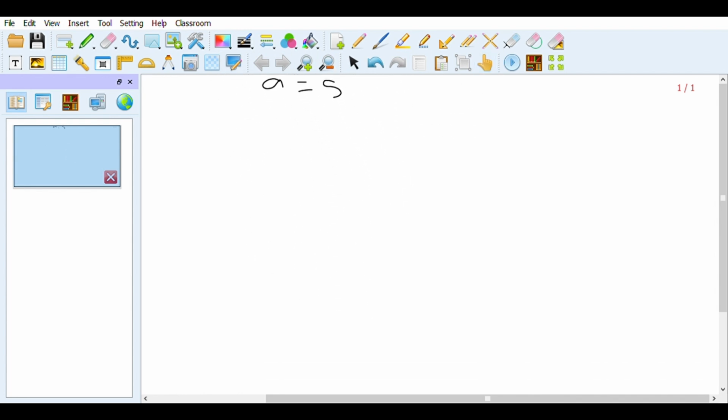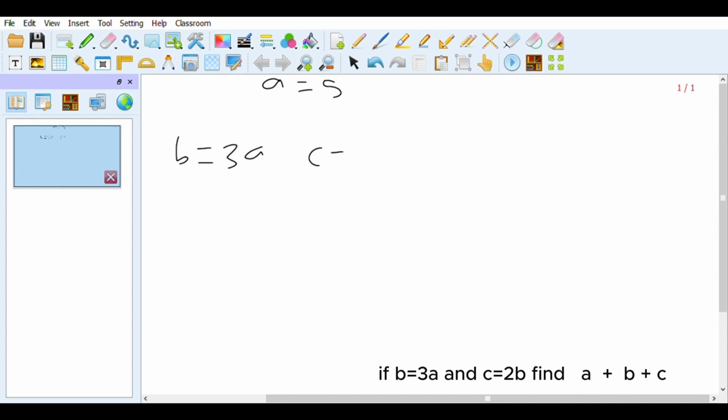Let's take a look at this substitution question. Remember, substitution means writing a number in place of a letter. Okay, so if we have a question like, if b is equal to 3a, and c is equal to 2b, it said you should find a plus b plus c.